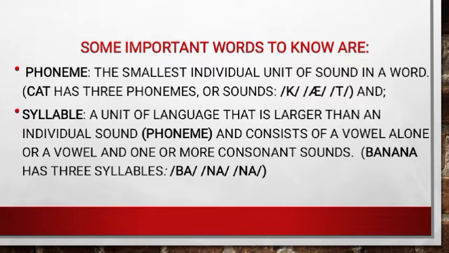A syllable is a unit of a language that is larger than an individual sound or phoneme, and it consists of a vowel alone or a vowel and one or more consonant sounds. So, for example, the word banana has 3 syllables: ba, na, na. So, let's proceed.